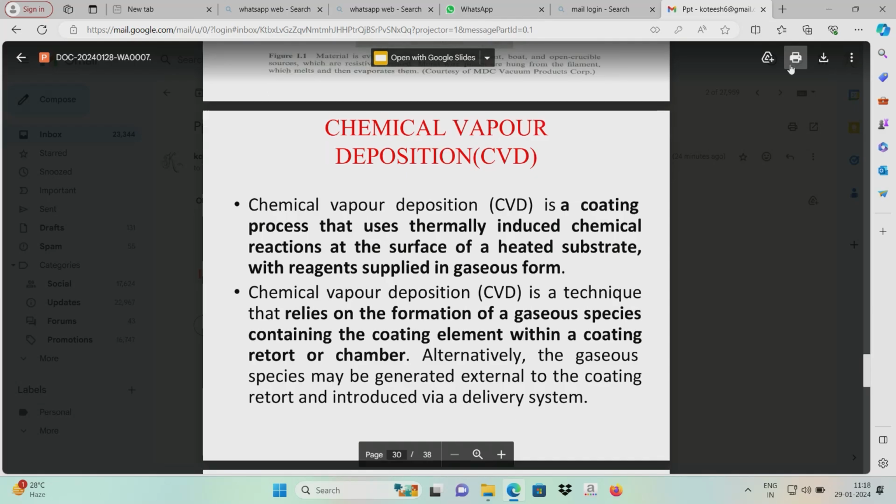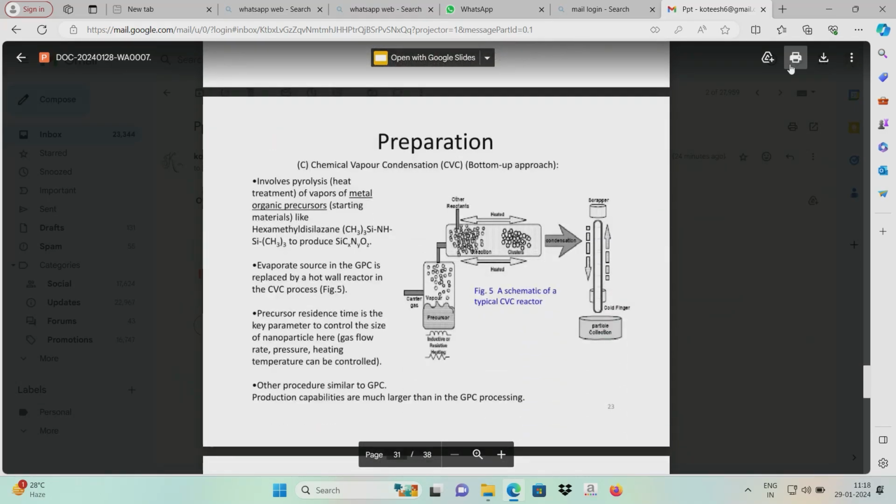Chemical vapor deposition is a coating process based on thermally induced chemical reactions at the surface of a heated substrate. With this technique, a gaseous state containing the coating element is formed and introduced to the chamber. Alternately, the gaseous species may be generated external to the coating chamber and introduced via a delivery system. Here it discusses chemical vapor deposition, and as I already told you, chemical vapor deposition comes under the bottom up approach.